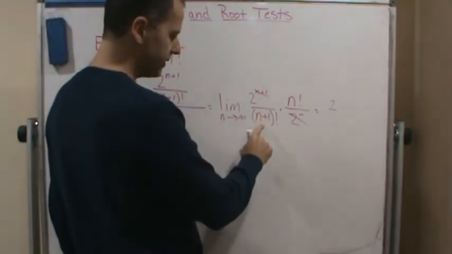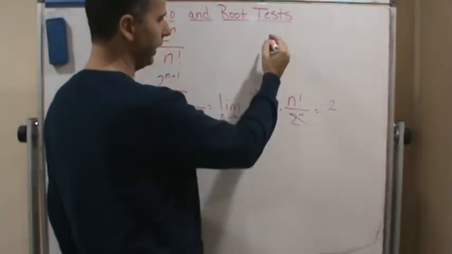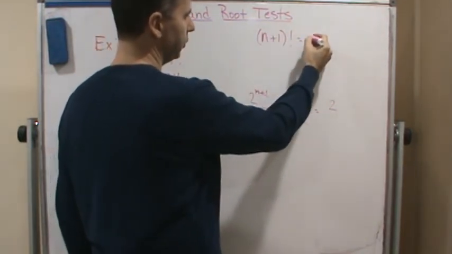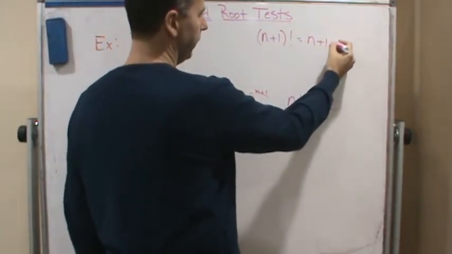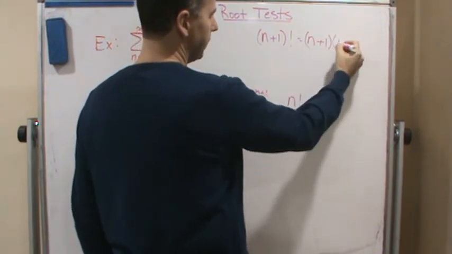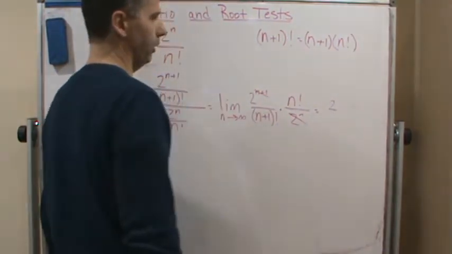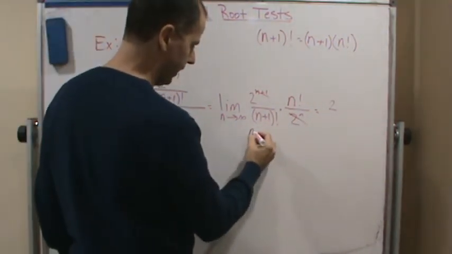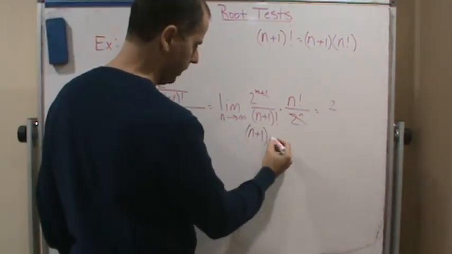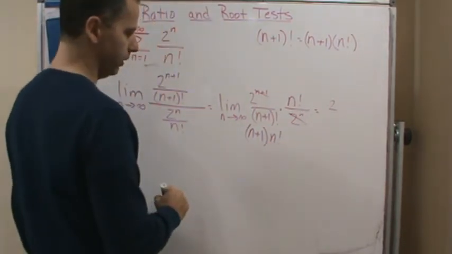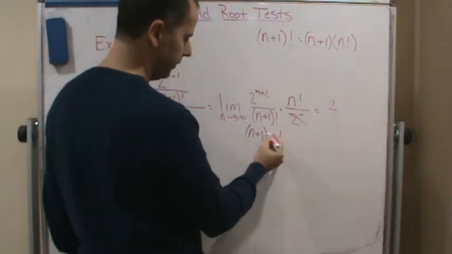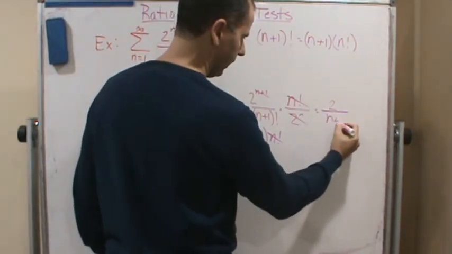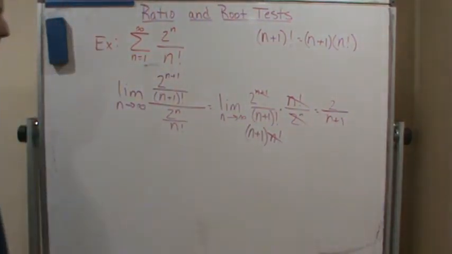Now, this is n plus 1 factorial. So again, n plus 1 factorial is equal to n plus 1 times n factorial, right? So that I can split that up. This is n plus 1 times n factorial. And so now this is going to cancel with this, and I get n plus 1 on the bottom.